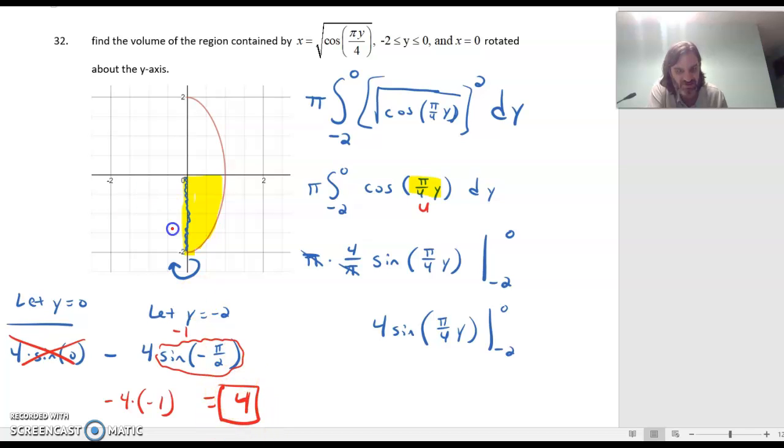So the region that would come here and rotate around the y-axis looks kind of like a bullet shape down there on the bottom. If you rotate it, we'll have a volume of 4.